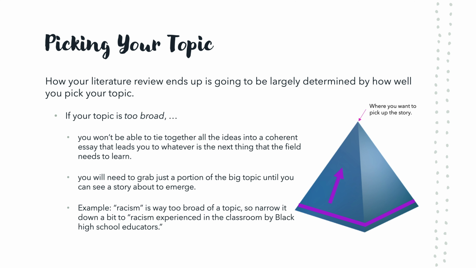For example, at the very bottom of that pyramid, you could pick a topic that was just racism. But that is way too broad of a topic. So you want to narrow it down a bit to something like racism experienced in the classroom by Black high school educators. It's narrow enough that you should be able to find some specific work that will serve as a beginning point for you in your own research, but it's not so broad that you would really be struggling to try to tell a coherent story.